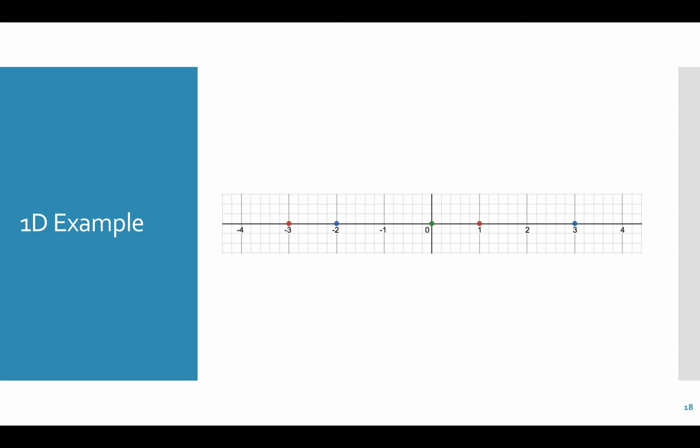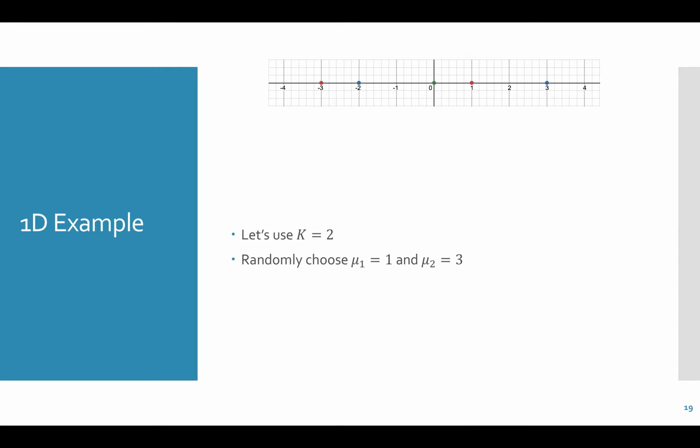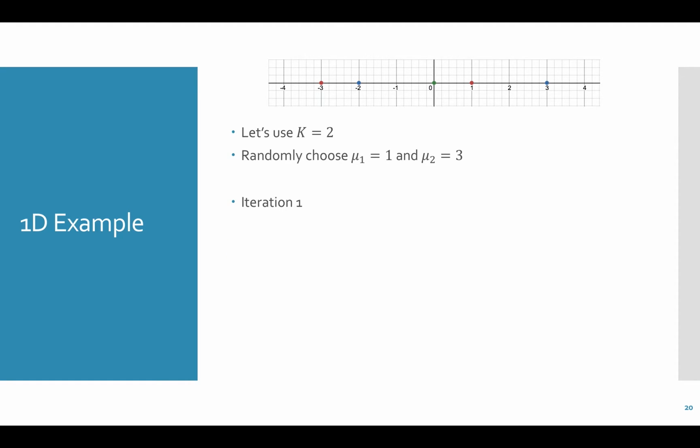Let's run through an example in 1D. If we have these 5 points, we can choose k equals 2, and I'm going to randomly choose the first cluster center to be 1 and the second cluster center to be 3. Iteration 1: we're going to go through all of the points from left to right and see which cluster they belong to. -3 is closer to mu1 than it is to mu2, and so we're going to add -3 to cluster 1.